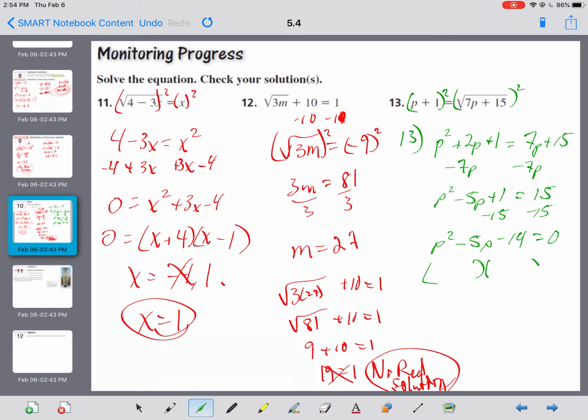Factors of 14 that subtract to 5, that is possible. We're going to have 2 minus 7. It's going to be negative 5. So p equals negative 2 or positive 7.